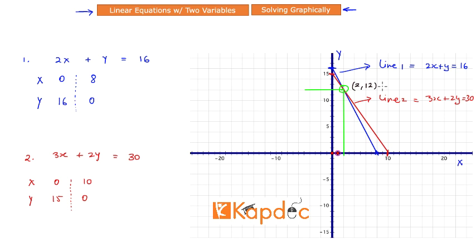Okay, so this coordinate that you just obtained is the solution to the pair of linear equations that you have been given. So I'll write my solution: x is equal to 2 and y is 12. All right, so let us take a look at one more example to understand this method a little better.